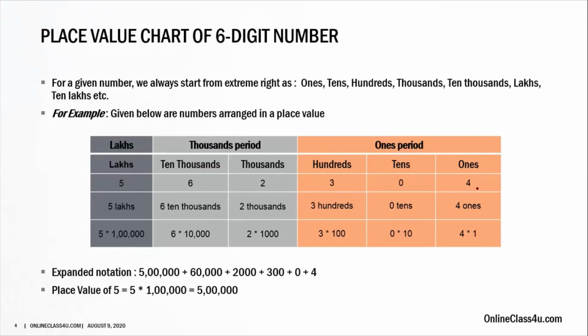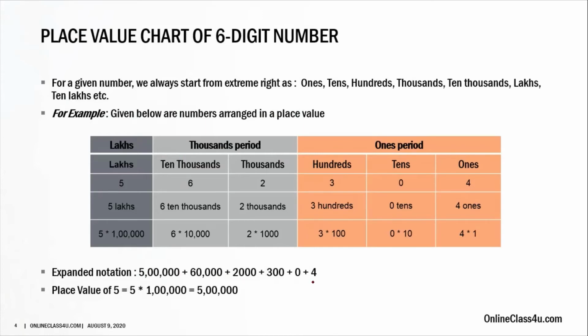Let us take an example, say 5,62,304. And according to their places, here also we are placing the numbers in their respective places. Say 4 is under ones place, 0 is under tens place, 3 is under hundreds place, 2 is under thousands place, and so on. And here also, like the previous slide, if I ask you to write the expanded notation of that number, it will come as 5 lakhs plus 60,000 plus 2,000 plus 300 plus 0 plus 4. And if we add these, we'll get 5,62,304.